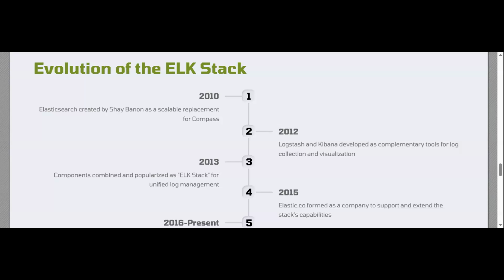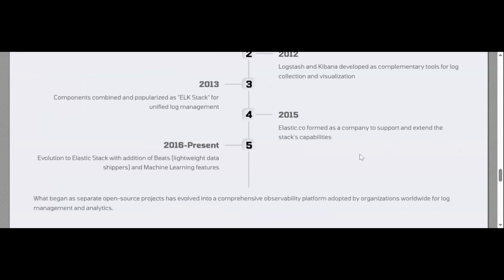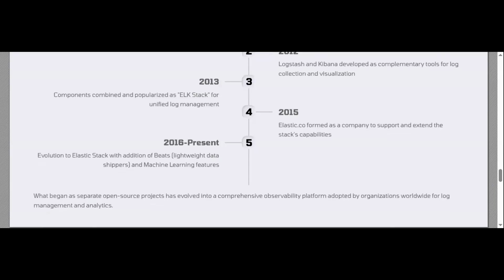In 2015, it became Elastic.co, formed as a company to support and extend the stack's capabilities. From 2016 to present, it has evolved into the Elastic Stack with the addition of Beats, which is a lightweight data shipper. Beats is mainly for transferring your data faster, and there are machine learning features also. What began as separate open source projects has evolved into a comprehensive observability platform adopted by organizations worldwide for log management and analytics as well. So this is the history.